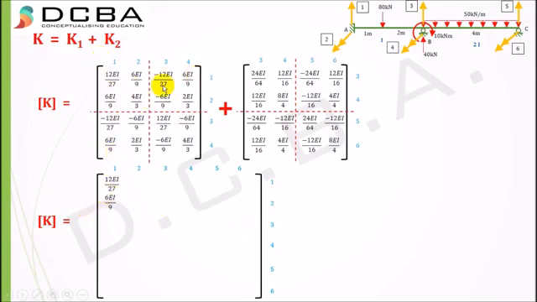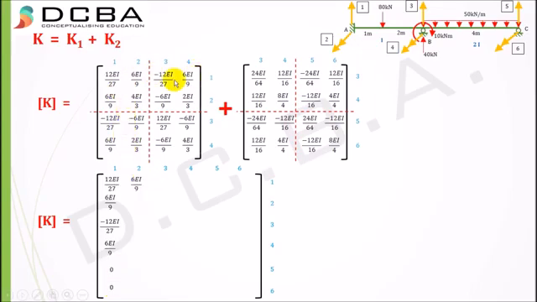Then 2 1 element, 6 EI by 9. Then 3 1 goes into the place of 3 1, minus 12 EI by 27. Then 4 1 comes from this 4 1, 6 EI by 9. Now if you see 5 1, there is no 5 1 element, because in both the matrices there is no 5 1 element, so it is 0. Again there is no 6 1 element, hence it is 0.